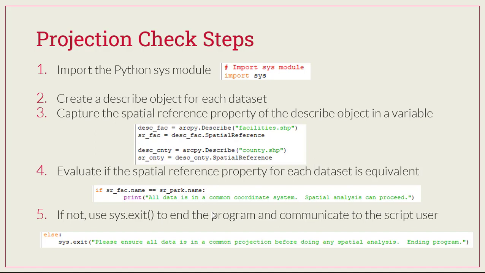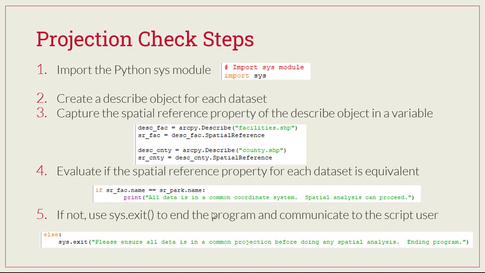Then what that gives you the availability of doing is evaluating the name of the spatial reference. So remember, one of the things that's on the spatial reference property is the spatial reference name. So we can then set up an if statement that asks if the spatial reference name from one of those is equivalent to the spatial reference of the other, we're just going to give the user a message that says all of your data is in a common coordinate system, spatial analysis can proceed. So that everything else would go straight down into the rest of your script.